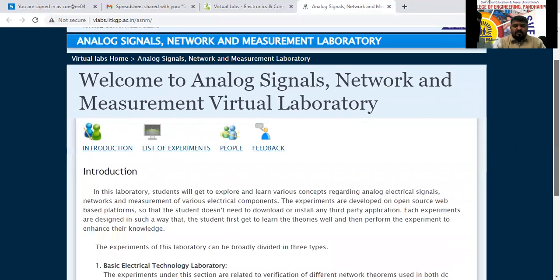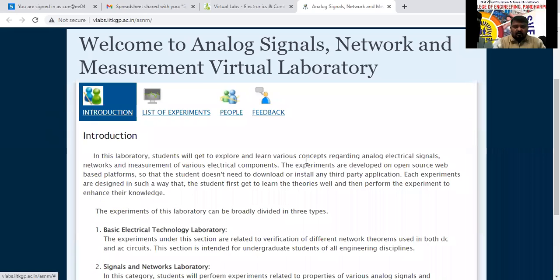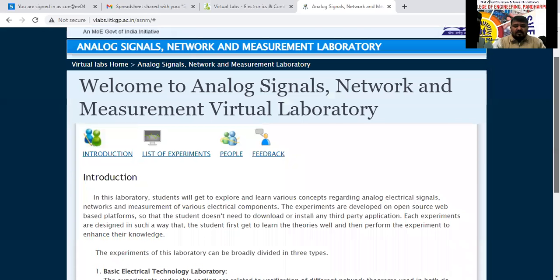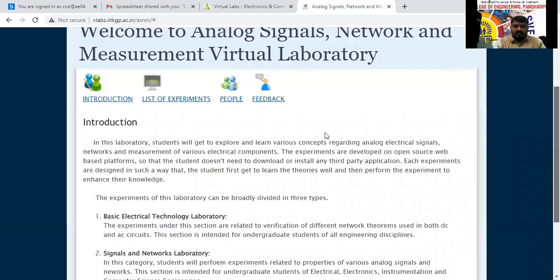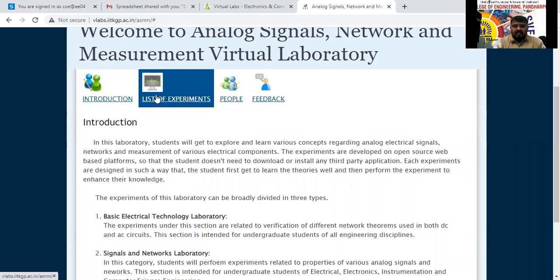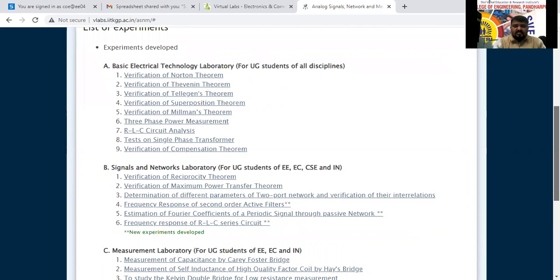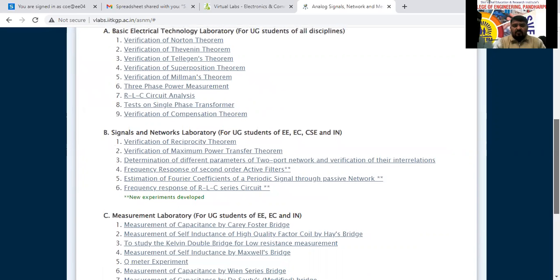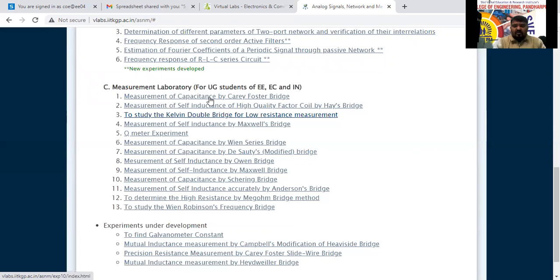Next, the introduction part is going to open. First, the introduction of this laboratory. All three subjects are there: basic electrical, signals and networking, and measurement laboratory. They have explained the basics of each. Our aim is to open the experiments next, so I will click on the list of experiments. It opens the experiments of all three subjects. In that, we have to choose our particular subject, that is measurement laboratory, for UG students of electrical engineering, electronics and communication engineering, and instrumentation engineering.